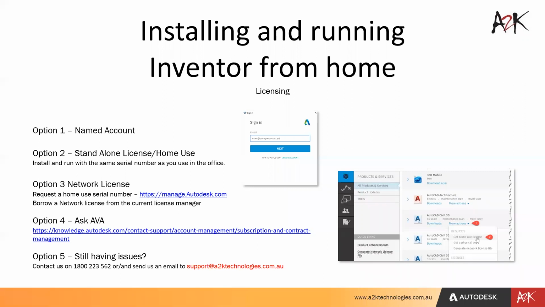If you get stuck with any of those 3 options I just mentioned, just jump on the Autodesk website and ask Ava. She'll guide you through some of the steps that I've mentioned, and makes the process of requesting that license information a little bit easier.